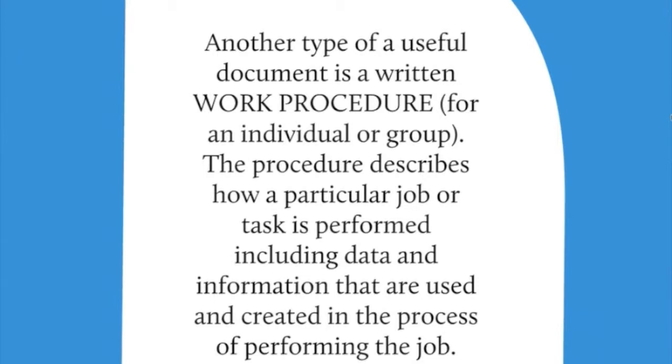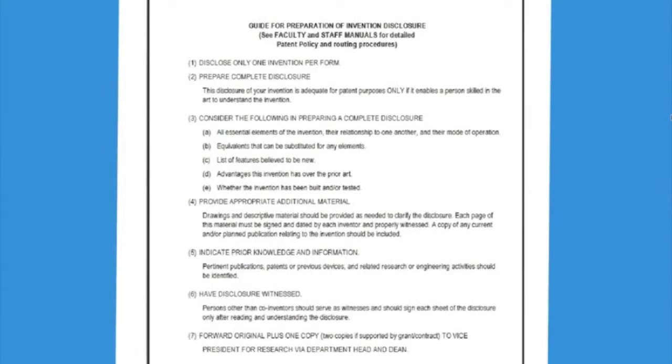Another type of useful document is a written work procedure for an individual or group. The procedure describes how a particular job or task is performed, including data and information that are used and created in the process of performing the job.